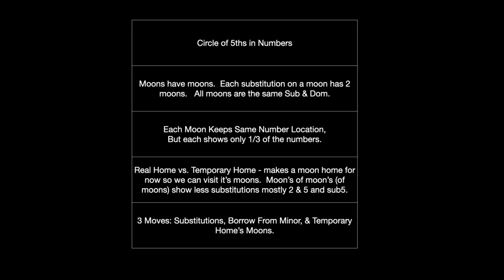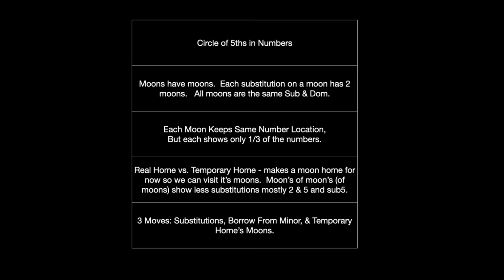So now, fourth concept, real home versus temporary home. What's called the tonic, that's our real home. I'm representing that as Earth. And then Earth has two moons, but we can go to those moons and make them temporary homes. And when we do that, we can visit that moon's moons. And when we get back to the moon after visiting its moons, it feels like we've gotten home.